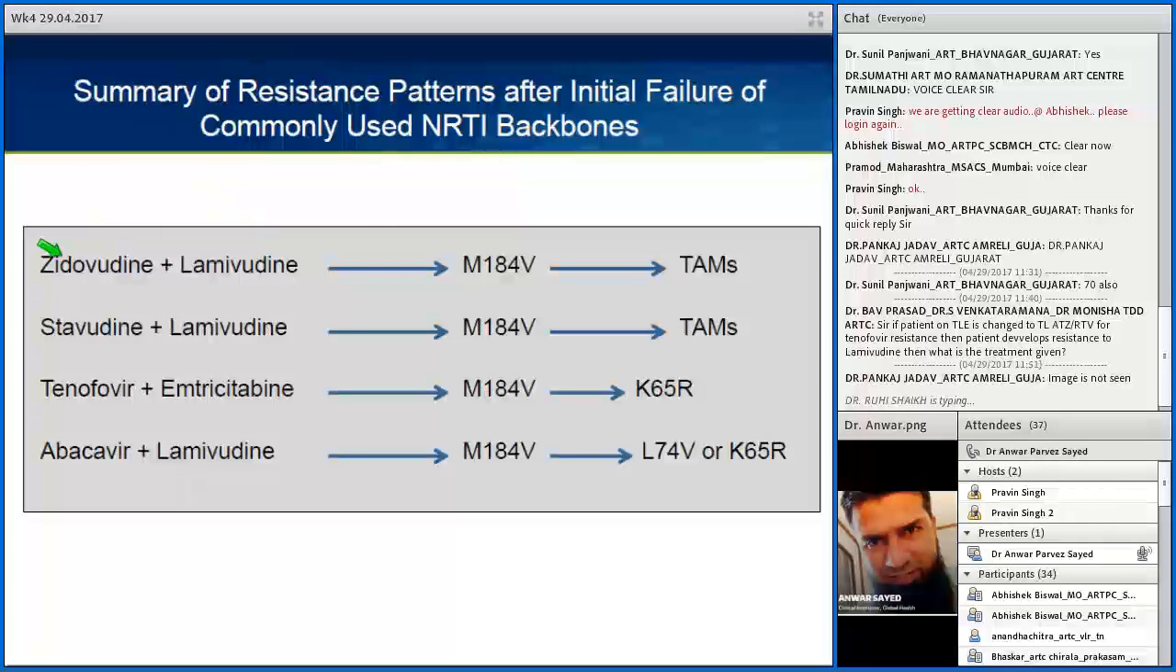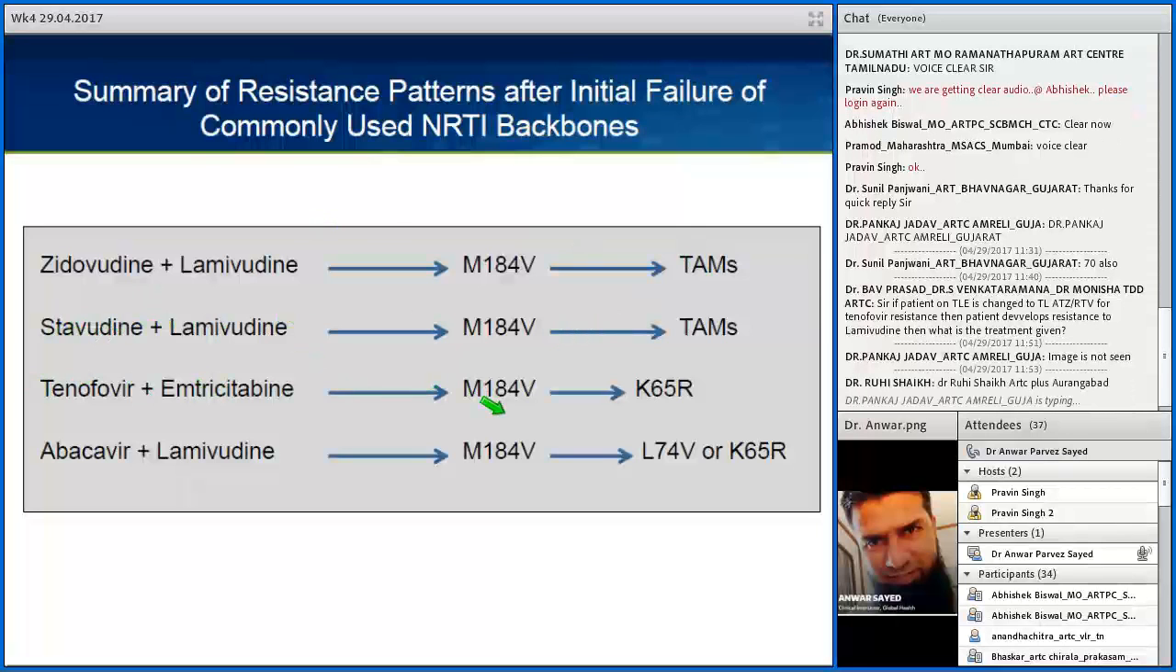Just a summary of that: Zidovudine Lamivudine, the first mutation to appear will be M184V, then it will be further TAMs, following either the type 1 or type 2 TAM pathways. Similarly with the Stavudine Lamivudine combination. Tenofovir Emtricitabine, first will be M184V, then K65R. Abacavir Lamivudine combination, first will be M184V, then L74V or K65R.